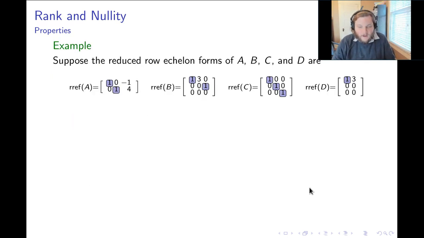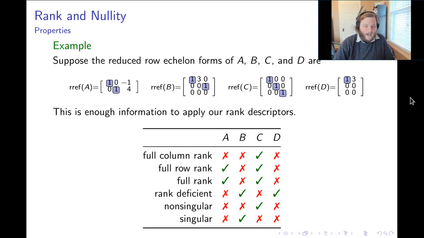So here I have an example where somebody has taken 4 matrices and row reduced them for us. Someone reduced a matrix A to produce this reduced row echelon form, row reduced B to produce this one, reduced C to get this one, and reduced D to get this one. I have a table organizing all of the descriptors from the previous slides, and so we can quickly check, given this information, which descriptor applies to which matrix. So which of these matrices has full column rank?